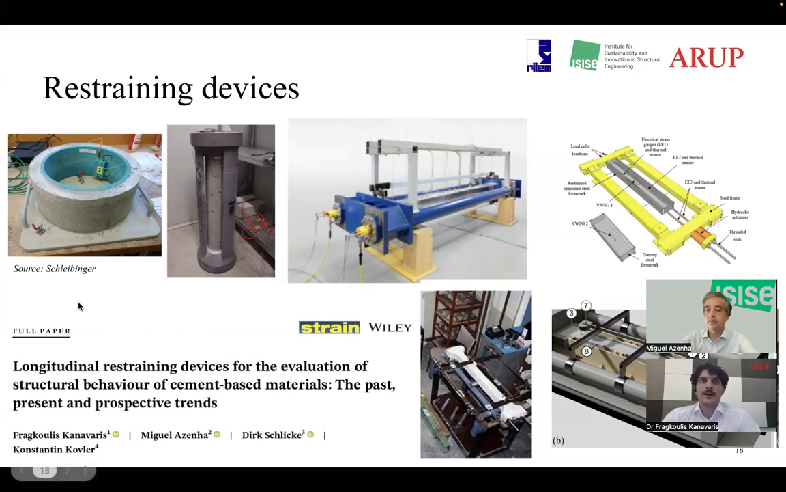If we want to find out more, we did carry out a review study on that topic a few years ago, which is quite all-encompassing in this kind of restraining devices framework. But what we were really missing was how to account for combinations of restraint deformations and loading in terms of testing in a laboratory environment.